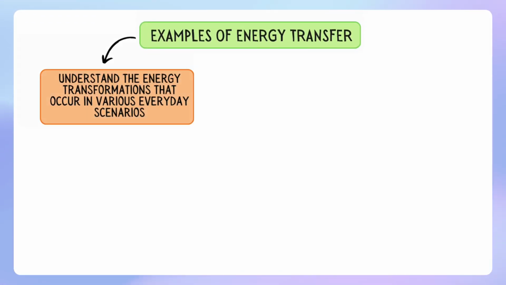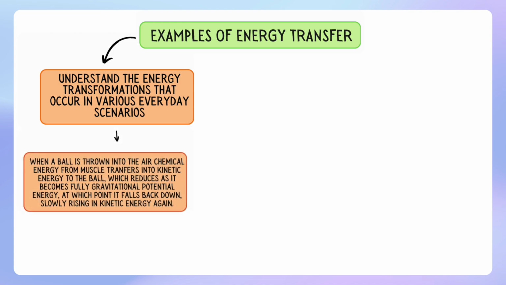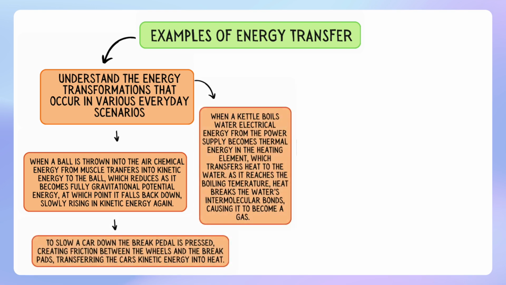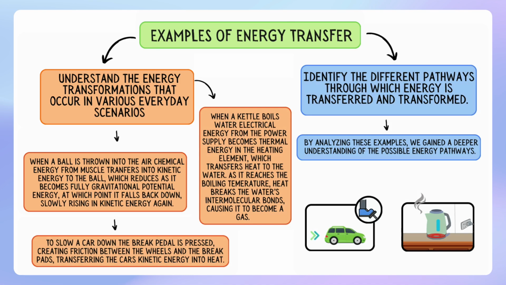In today's lesson, we explored the concept of energy transformation and conservation through practical examples. We examined how energy shifts from one form to another in various situations, such as when a ball is thrown into the air, water is boiled in a kettle, and a car slows down. By analyzing these examples, we gained a deeper understanding of the pathways through which energy is transferred.